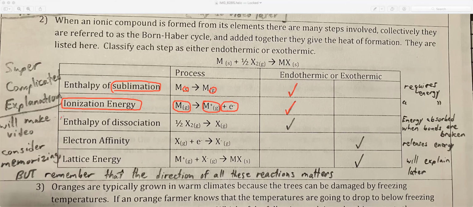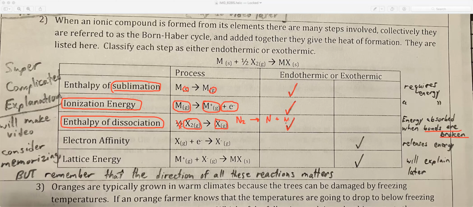Enthalpy of dissociation. Let's look at what's happening here. Forget about the coefficients, it's not important right now. What matters is this and this. This one here is a molecule. This here is an atom. So you're turning a molecule into atoms. Just think about any sort of diatomic gas, like nitrogen, and you're turning it into two nitrogen atoms, this and this. You're breaking a bond. When bonds are broken, you need energy to do that. It absorbs energy, therefore it's endothermic.